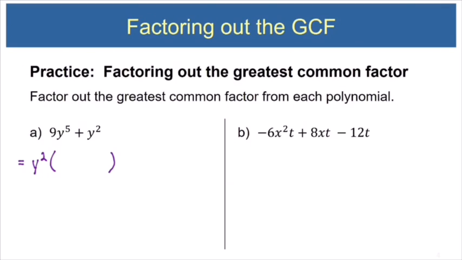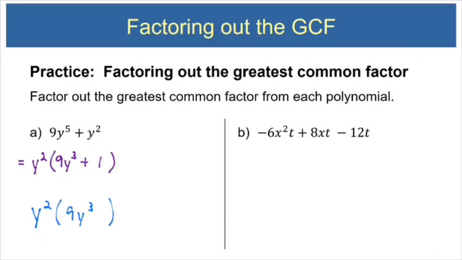And now we need to put down an empty set of parentheses, and we need to figure out y squared times what will produce each one of these. So we know that y squared times 9y to the third would give us this first term, and then we'd have a plus sign. And we know that y squared times 1 would produce this second term. Now notice that if I distribute y squared back in there, it goes back to this form. But this is considered factored because it's y squared times the rest that's in parentheses. So this is factored form. In other words, multiplication form.